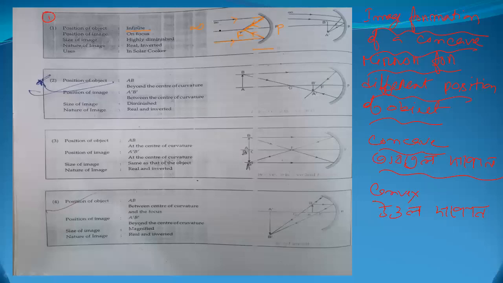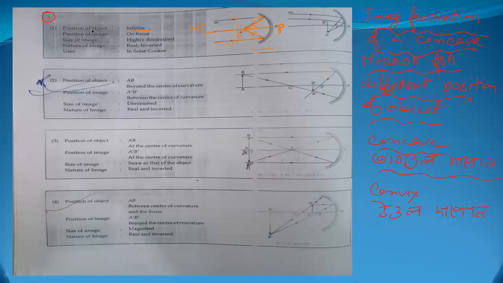This is the principal axis, this is the pole P, and this is your focus F. Now see, when the position of the object is at infinity, the position of the image is at the focus. That day I discussed the intersection of the two lines will be the position of the image. Here the two lines intersect at F, so this will be the position of the image.